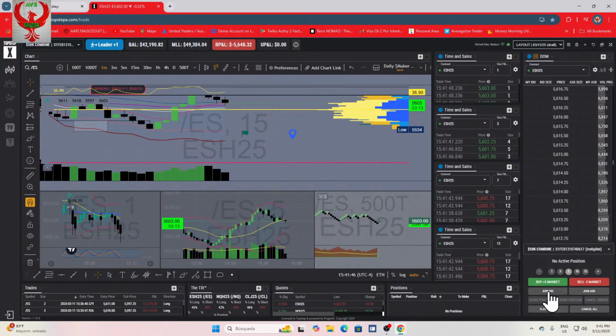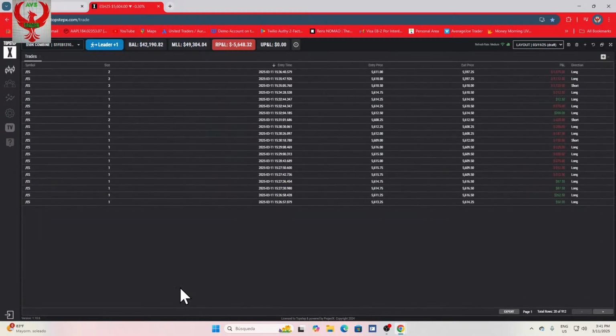NASDAQ pretty quiet as well. 19,500 seems to be the level over there. Cumulative delta is up to positive 5,000, and we're moving downward. We are being overwhelmed by selling right now.